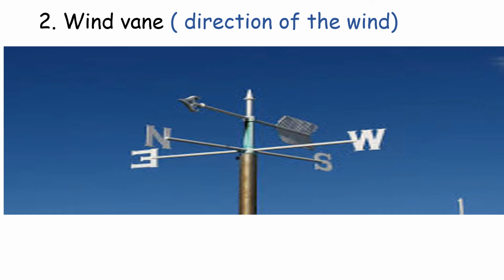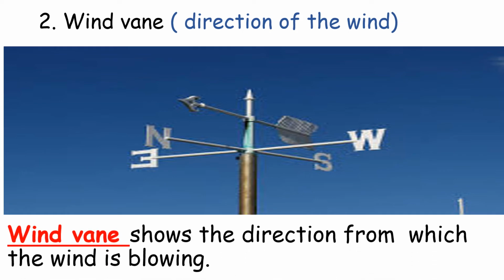Okay, so why did we write direction of the wind? Because a wind vane shows the direction from which the wind is blowing. So if there is a wind but you don't know the direction from which it is blowing, you can use this tool to help you find the direction of the wind. By the way, both wind speed and direction of the wind affect the weather. Put this in your mind.